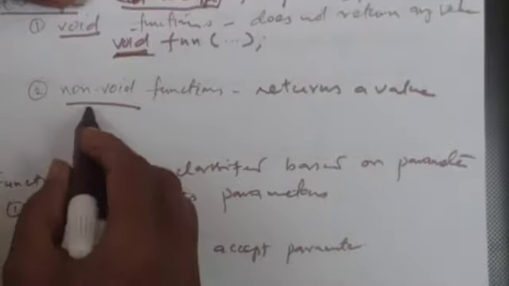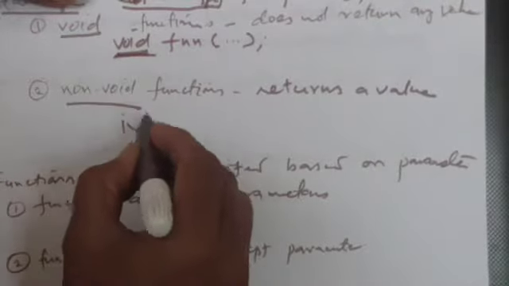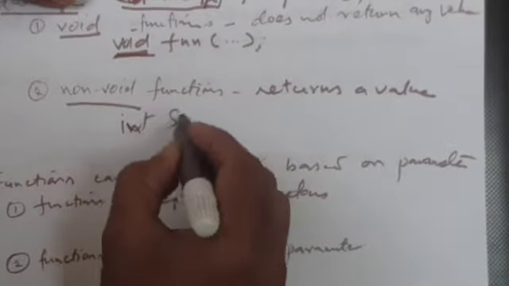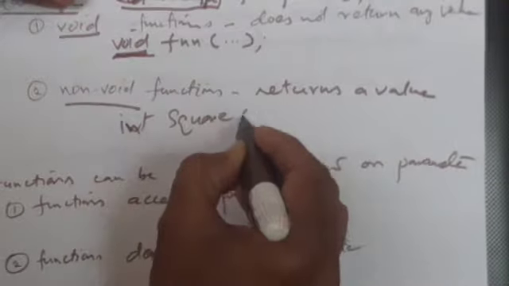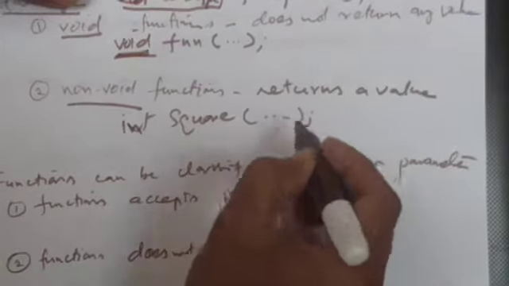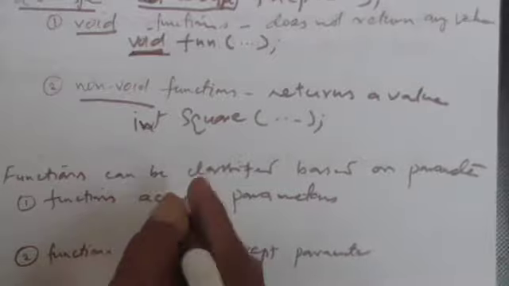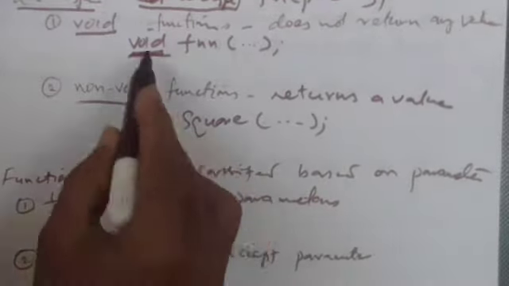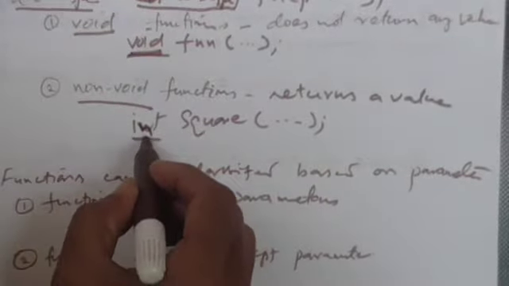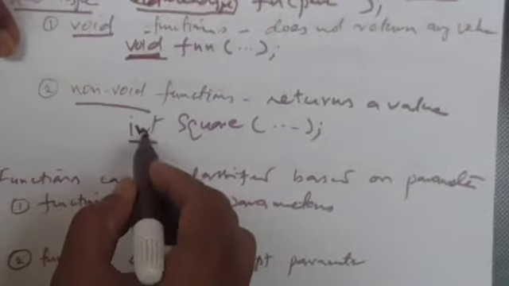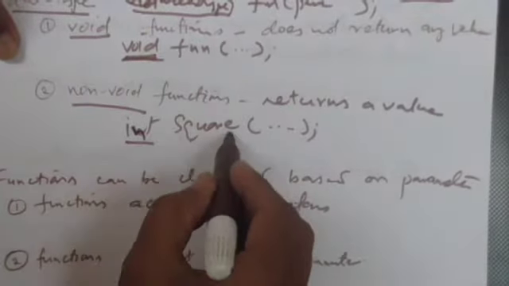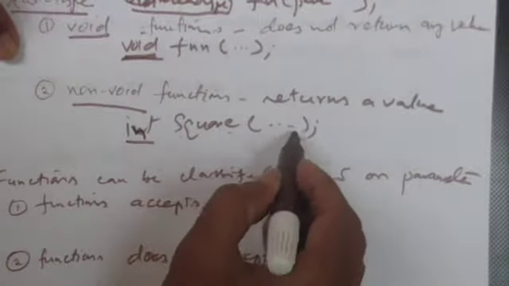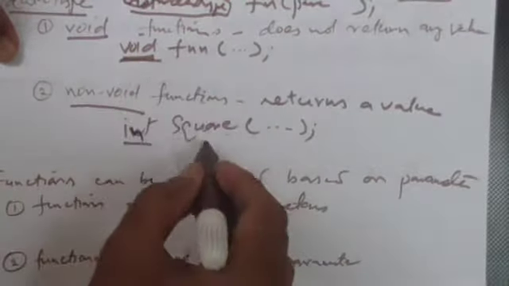Now look at a non-void function. Supposing I write int square and some parameters. By looking at this function declaration, you clearly identify that it is a non-void function. It is returning a value, and the name of the function is square. So by looking at the function declaration itself, you will be able to define it like this.